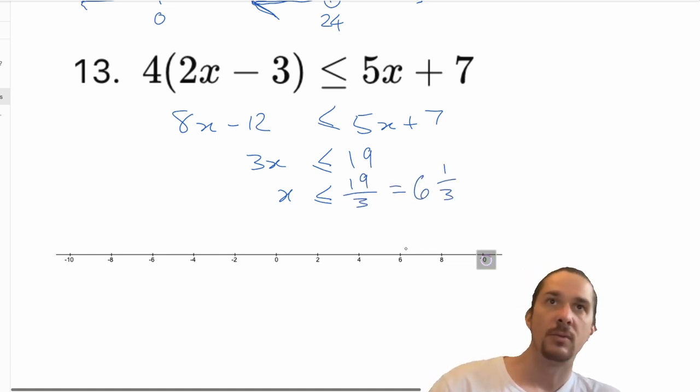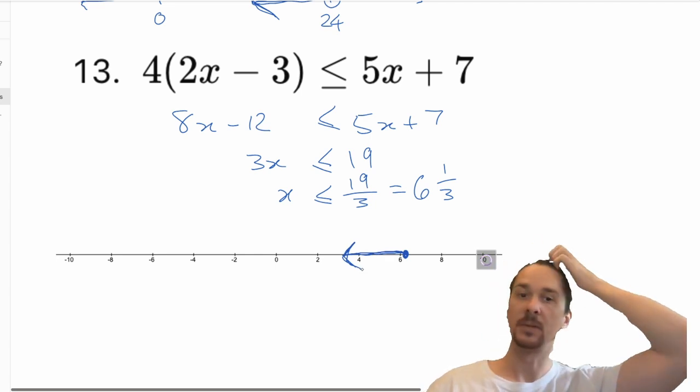So we're looking at a value that is about here, right? Just above the 6. And this is a less than or equal to. So I'm going to put a circle that's filled in. And now I'm just going to add my line showing that anything less than that is also acceptable.